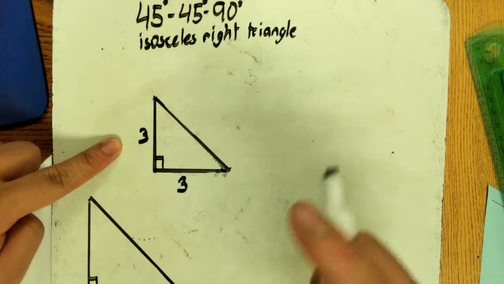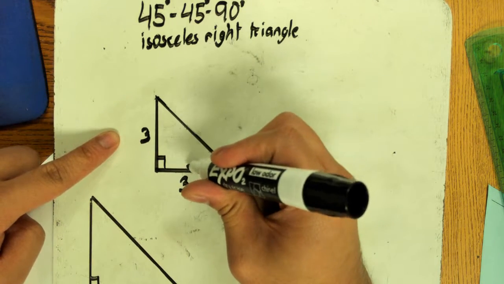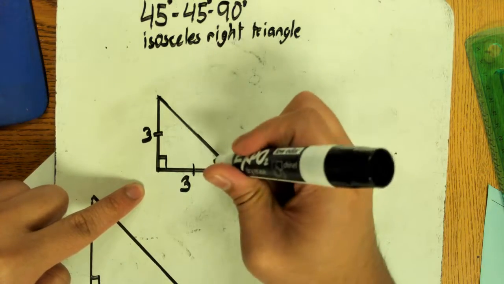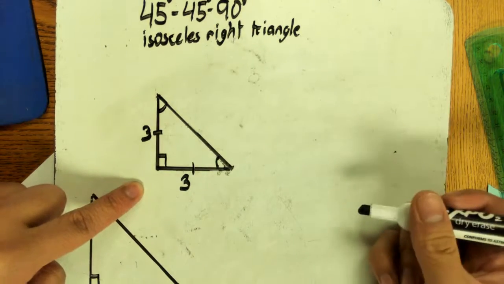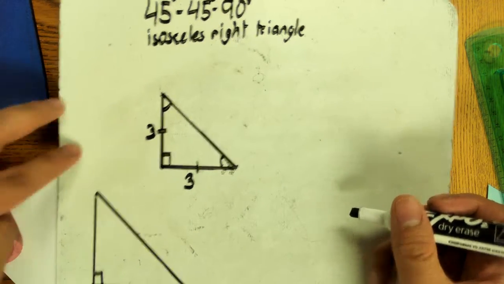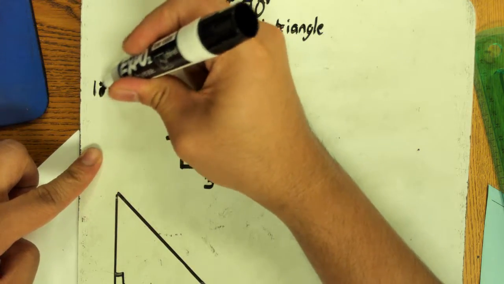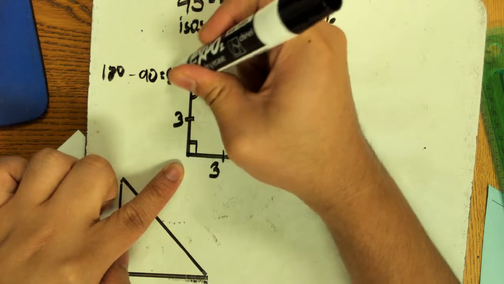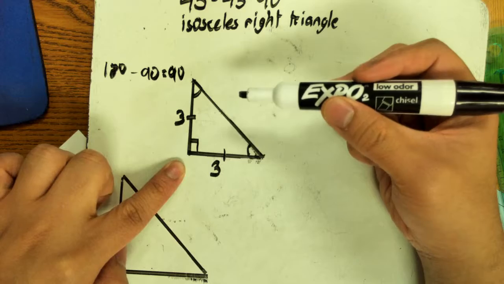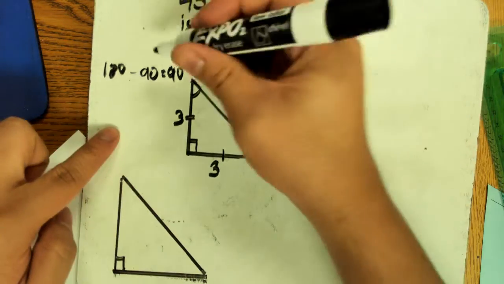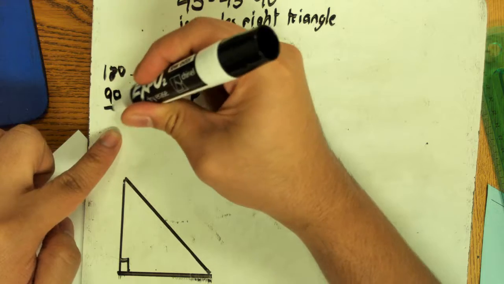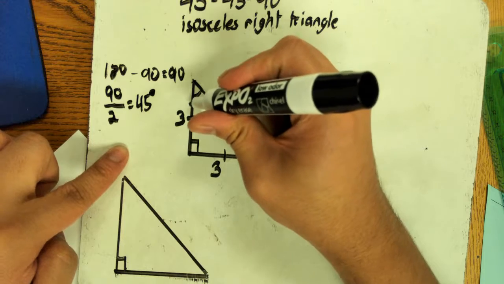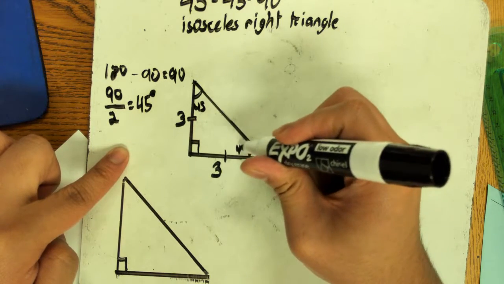Because the two legs are the same, what we learned previously is if you have a triangle with two congruent legs, that's an isosceles triangle, which makes this angle and that angle congruent. And we can figure out, I have 180 degrees, take away the 90, equals 90 degrees. That means we have 90 degrees left to split between the two angles. So I have 90 degrees, divide by 2, gets me 45. So this is 45, and in here is 45.